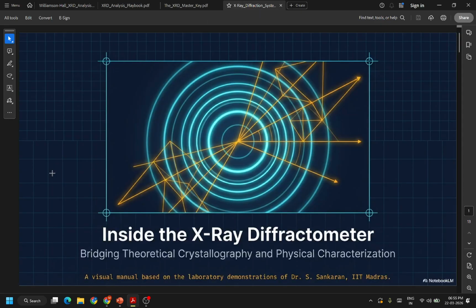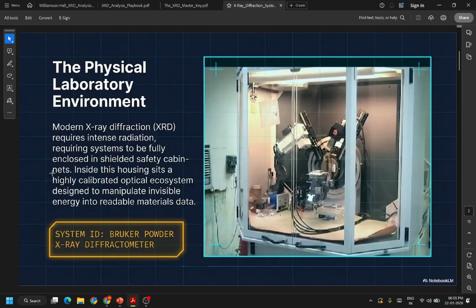Now we come to how an X-ray diffractometer looks. You can see here an actual instrument from the company Bruker. It's a Bruker powder X-ray diffractometer.